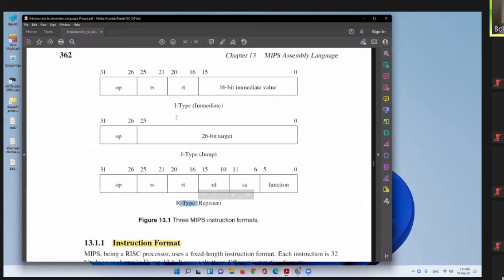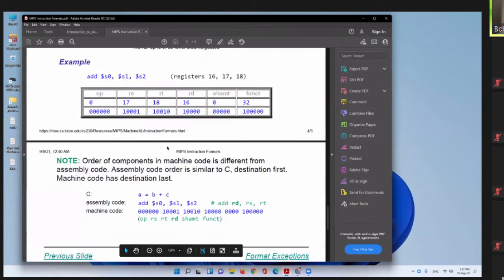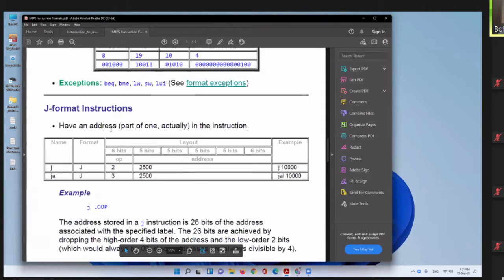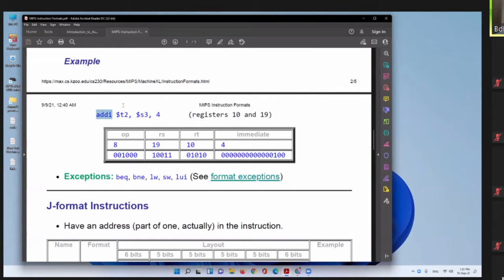So if you want to write the immediate type, then we have to write the opcode, 2 registers, and 1 immediate value. For example, this one. This is the example. If you compare this one with the formats, right? So this is the opcode, addi. Why is it addi? Because we know that we have several types of add. Just add, or addu, or addi. Addi means we have 1 immediate value. That's why we have to use addi.